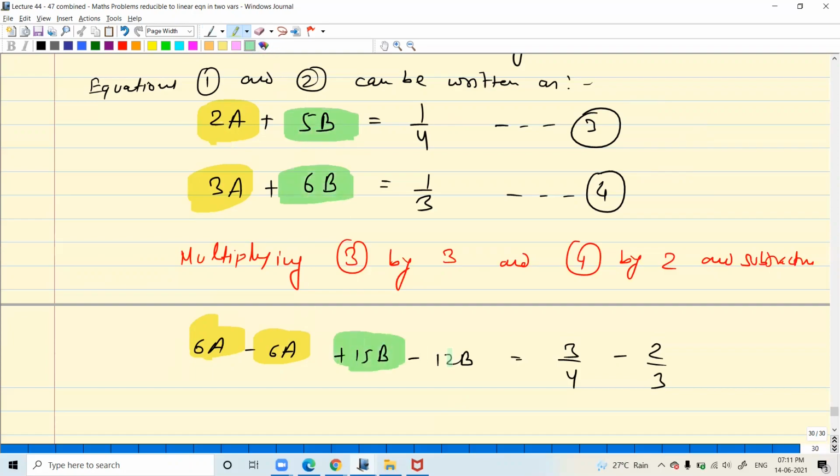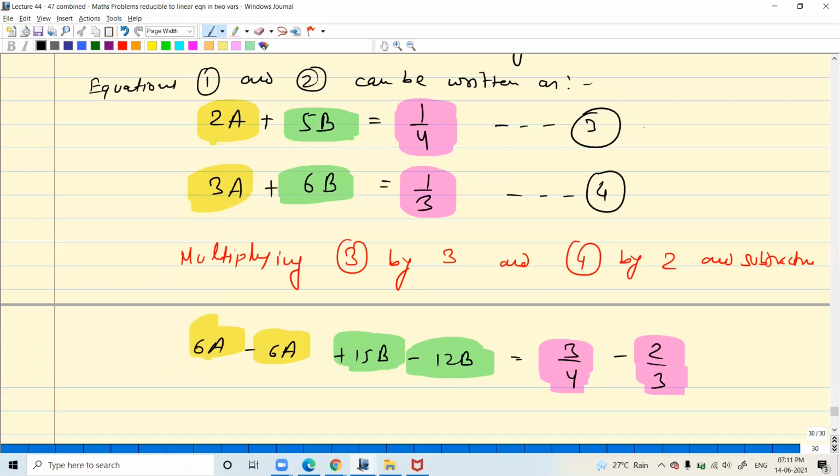5b became 15b. 6b became 12b. So subtracted 5b minus 6b, that is 15b minus 12b. And then in the third part, when we multiply by 3, it becomes 3 by 4. This becomes 2 by 3. And we subtract it. So make sure when you are doing this calculation, you don't interchange the subtraction.